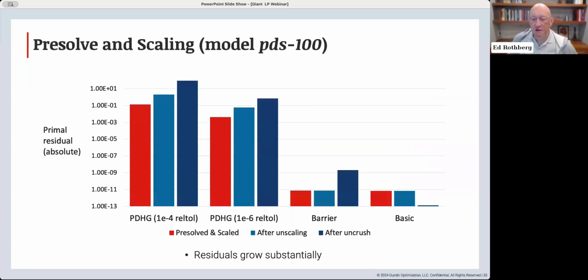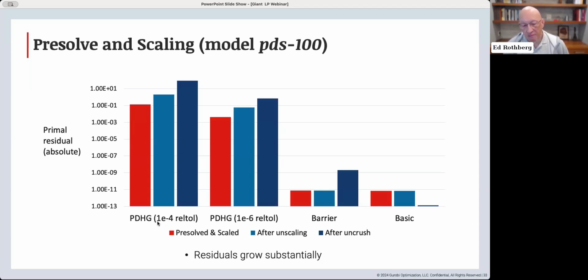Here's a model, PDS 100, a multi-commodity flow model. And on the x-axis, we have 4 different approaches for solving the problem. We have PDHG with a 10 to the minus 4th relative tolerance, a PDHG with a 10 to the minus 6th relative tolerance, barrier without crossover, so the final iterate of the barrier solver, and then a basic solution, a basis. And on the y-axis, we have the norm of the primal residual, in absolute terms, the infinity norm of the primal residual.